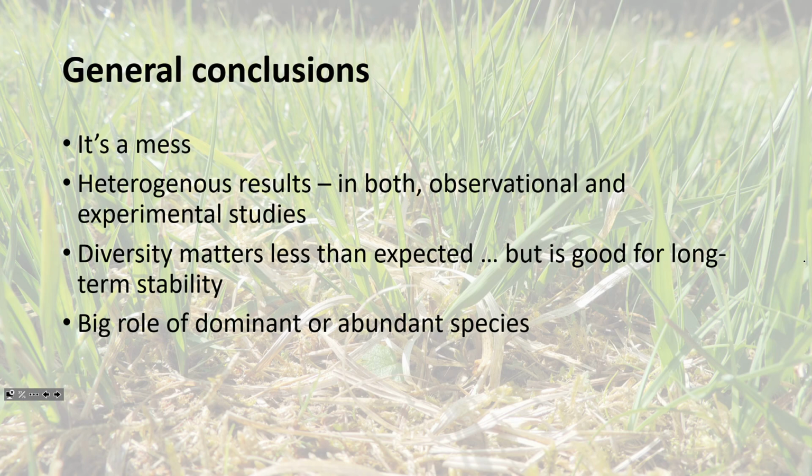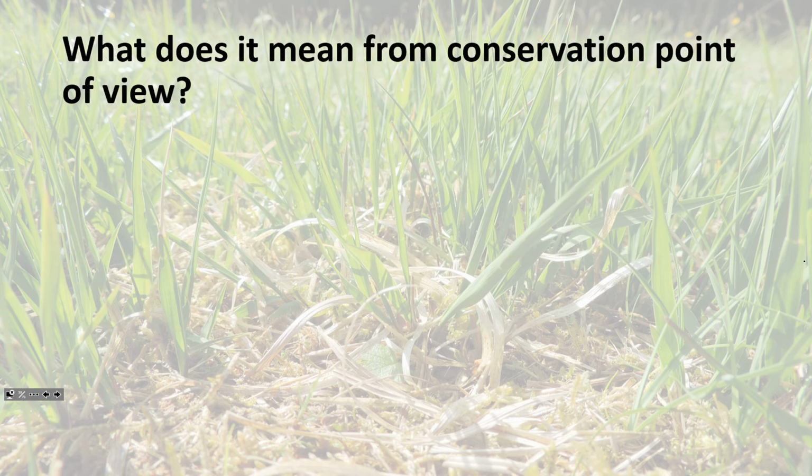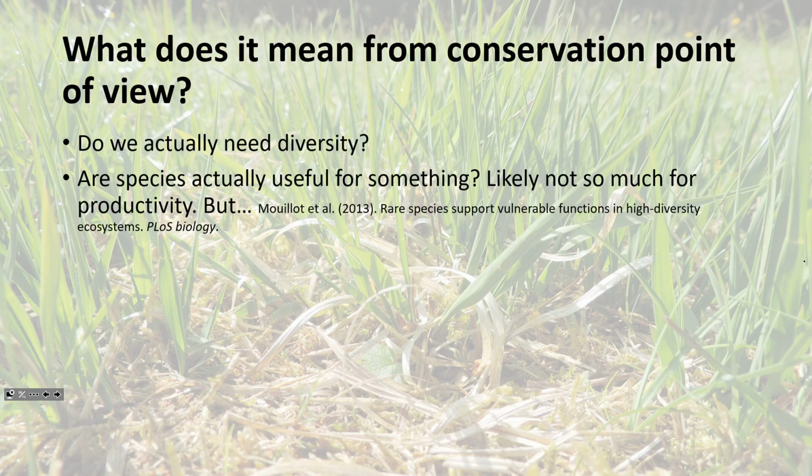What we see in our experiment is that diversity matters less than expected, but seems to be good at least for long-term stability in communities, and everything in our experiment is driven by dominance. Dominance can maintain basically whatever you look at quite well. You don't need many species. So what does this mean from a conservation point of view?